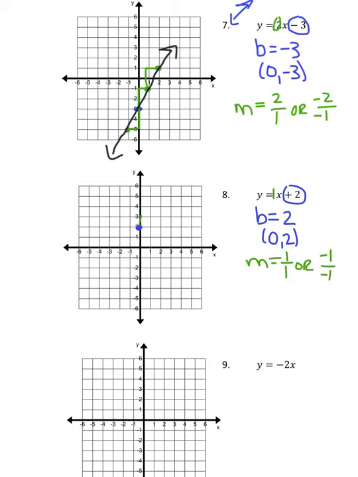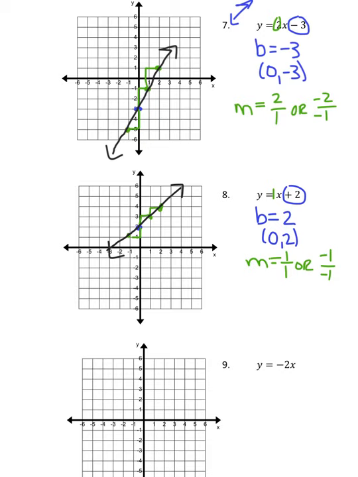Let's do that again. Rise 1, right 1. Rise 1, right 1. Or we could have gone down 1, left 1 if we wanted to go in the negative direction. So there we go. I got 4 points. I'm going to draw my line. There we are. There's our line.